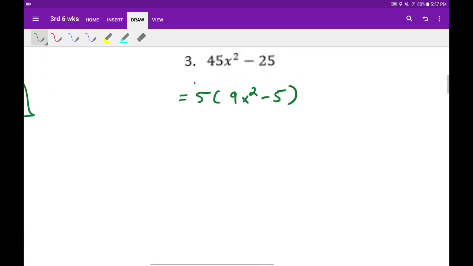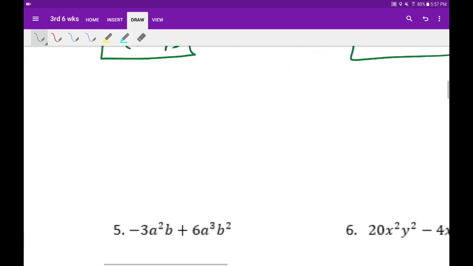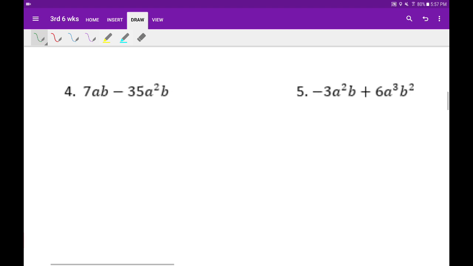Jumping to example 4. All right, so here we've got two variables, a and b, and then 7 and 35. So again, step 1, let's look at the numbers. 7 is the greatest common factor for that. And then both terms have an a. Since both terms have an a, we're going to choose the term that has the smallest power. So here we have a power 1. We're going to use that.